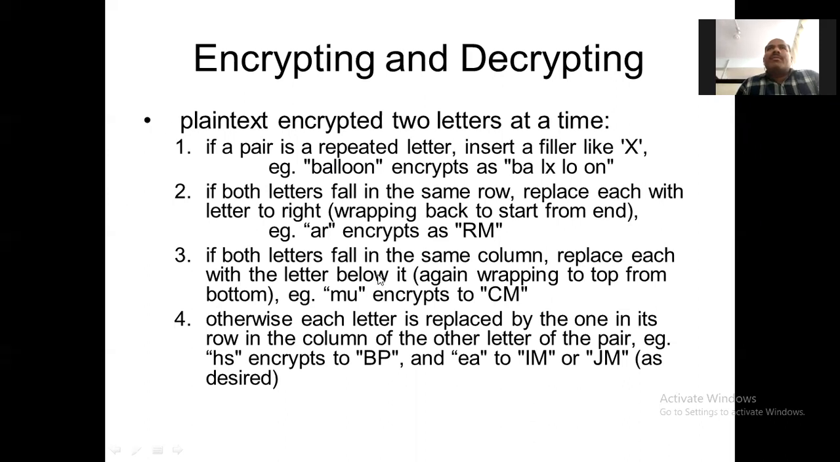First of all, in the same row and again the same column. And again, the next rule is about whether they appear in different rows and different columns here. Okay. So if both letters fall in the same row, then replace each with the letter to the right, wrapping back to start from end. For example, AR encrypts as RM.